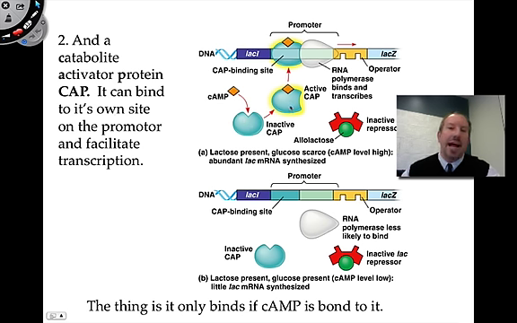And active CAP attaches to its own site on the promoter. It kind of acts as a sigma factor. In other words, without an activated CAP, RNA polymerase can't really bind to the promoter efficiently. So RNA polymerase needs CAP. And so as it turns out, it only binds if cyclic AMP is attached to it. And you're like, okay, where's this going?